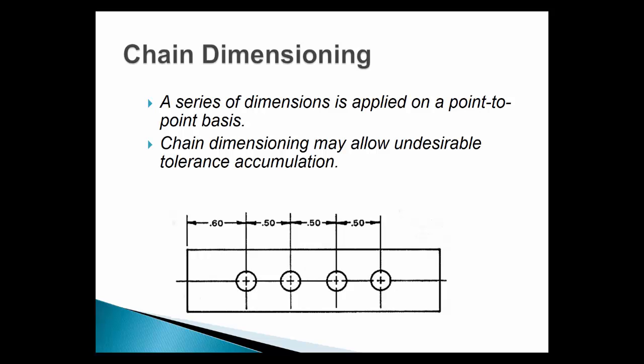Holes are located using a chain or continuous dimensions. Each dimension has its own allowable tolerance. Therefore, the hole on the far right could be 4 times the intended tolerance value, larger or smaller, which would prevent the part from fitting or performing correctly.